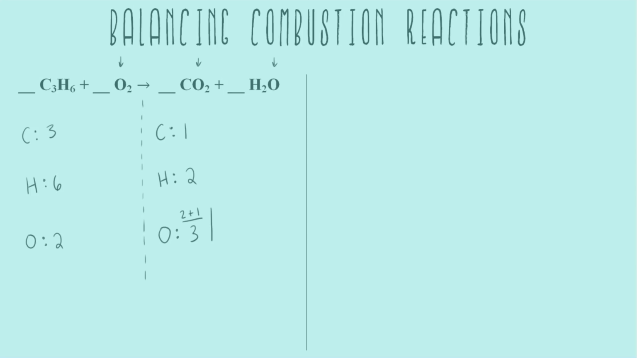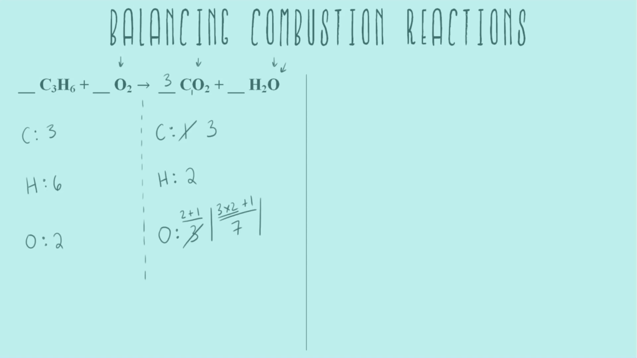Starting with carbon, we can balance out carbon by putting a 3 right here. Instantly cross out carbon and oxygen. These numbers are no longer accurate. Now we have 3 times our implied 1 for carbon, and for oxygen we have 3 times 2 for carbon dioxide, and then we still have this other one right here, so 3 times 2 plus 1. So now we have a total of 7 oxygens.